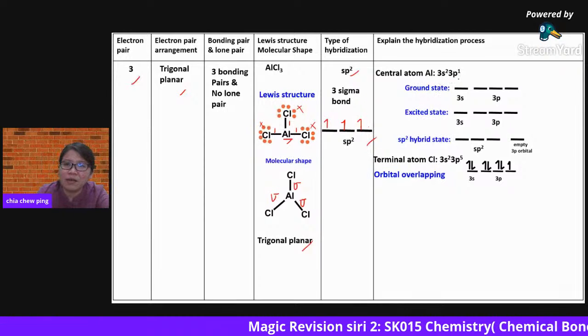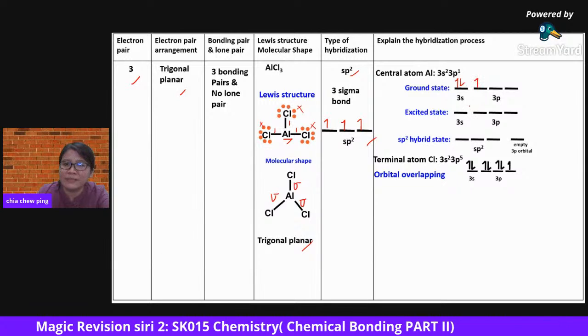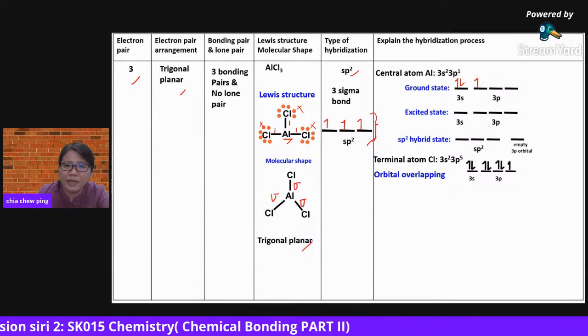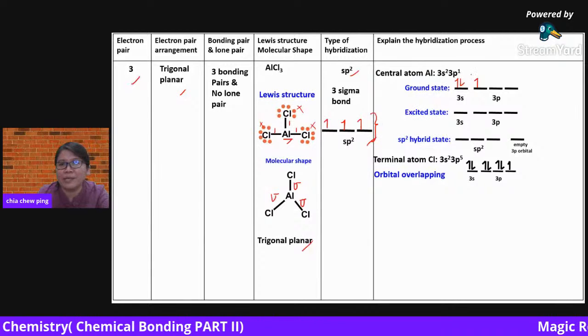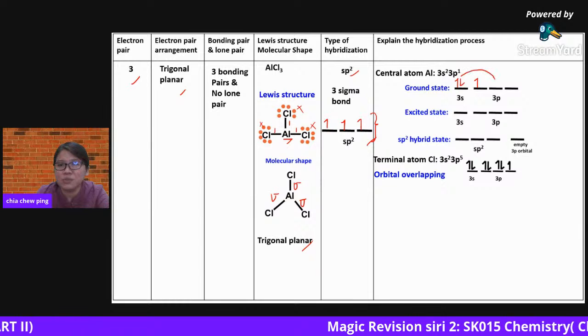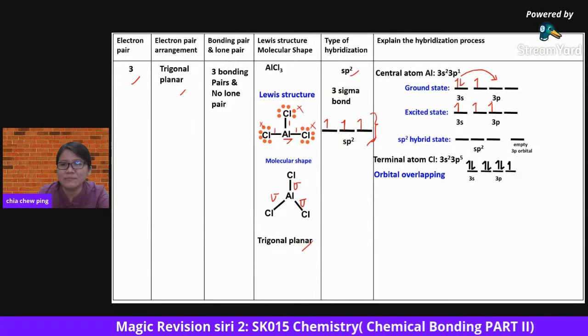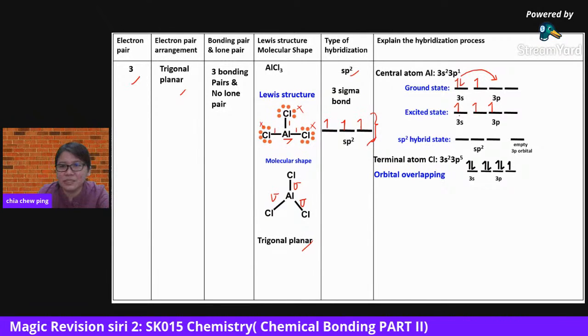Okay, now we look at the ground state for aluminium. It's 3s2 and 3p1. So this is what I expect to get, 3 unpaired electrons. But the ground state has 1 lone pair and 1 unpaired electron, meaning that you need to promote. So you get the 3 unpaired electrons. So after that, this is what I want.